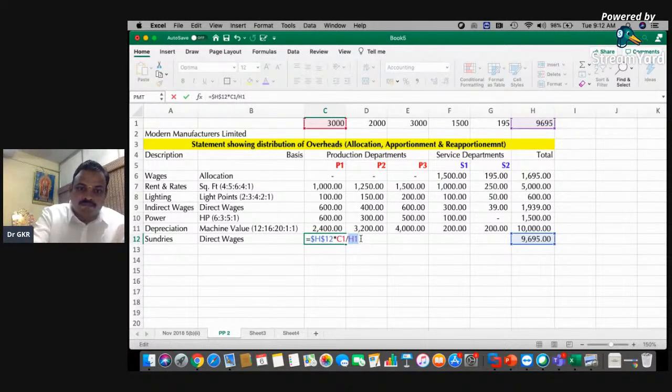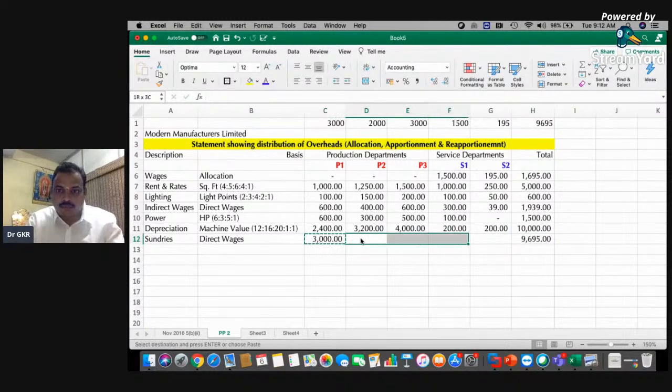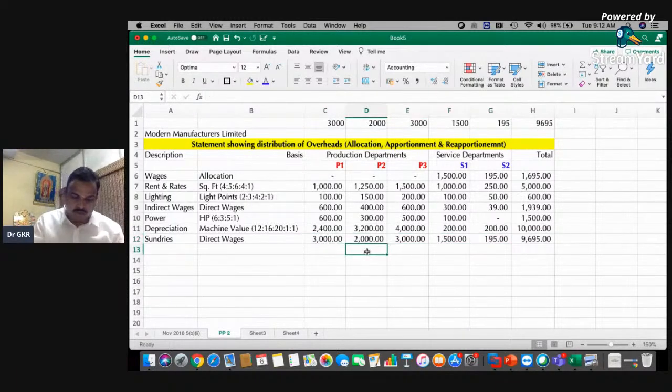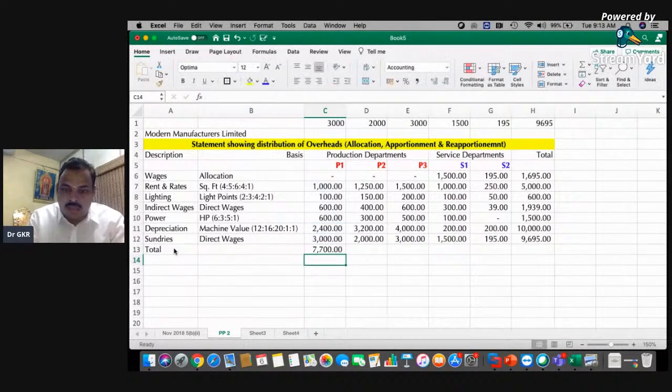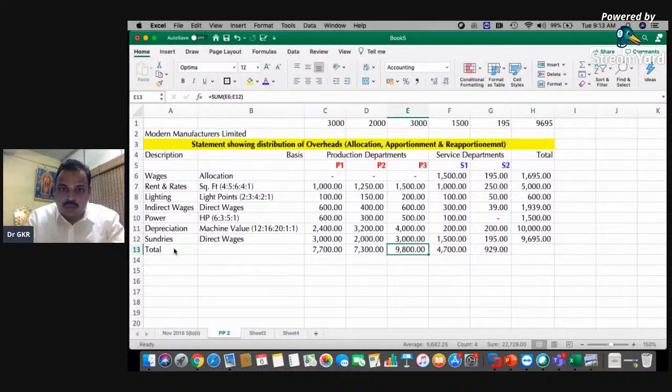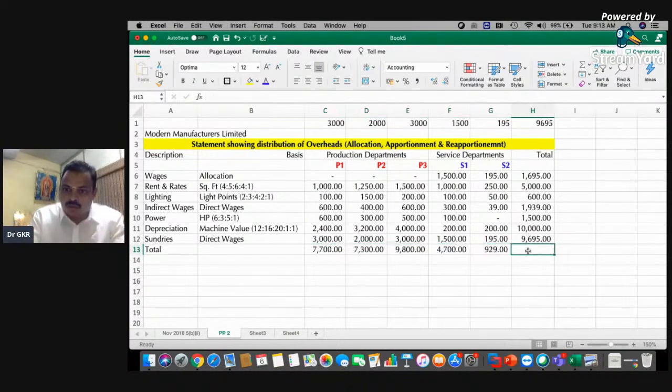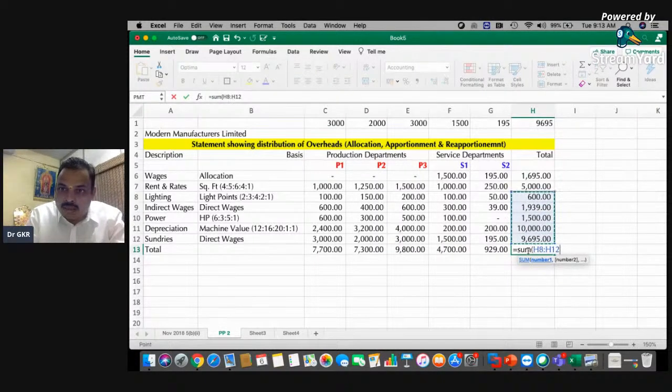So this is your 3000, 2000, and 3000, and 1500, and 195. So this is your subtotal or total. So what is your total of your overheads? This is your total of your overheads, which has been allocated and absorbed. Similarly, if you total all this, it is 30,429. So now add all this overheads, it is 30,429.